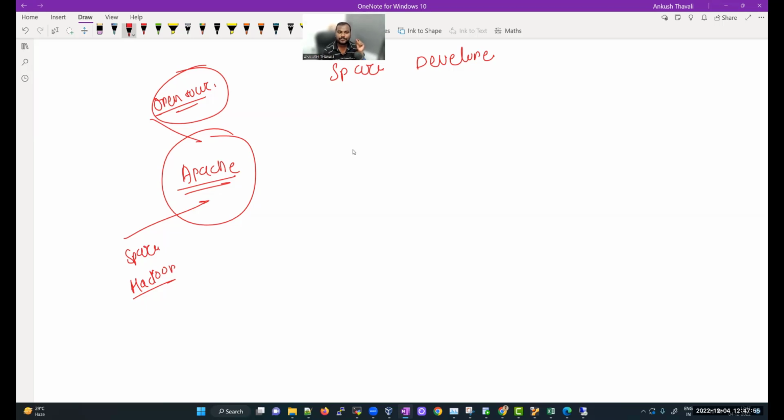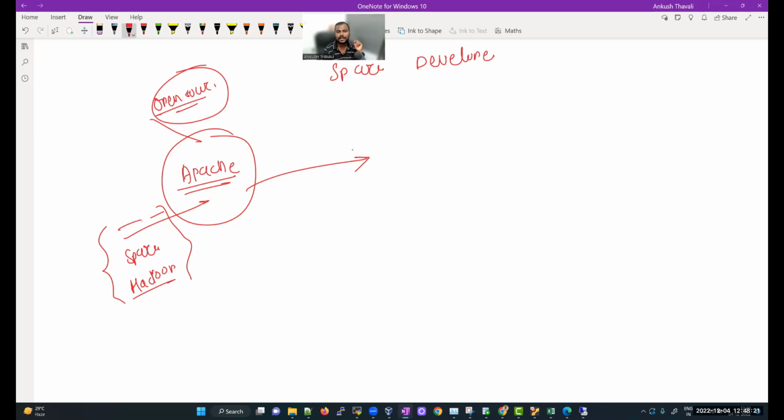Why are Hadoop and Spark very powerful nowadays? Because it is free of cost. You don't need to pay any charges for that. Free of cost means you don't have licensing cost, you have only the cost of setup. Only setup cost is there, otherwise it is open source. So this Spark is provided by Apache also.